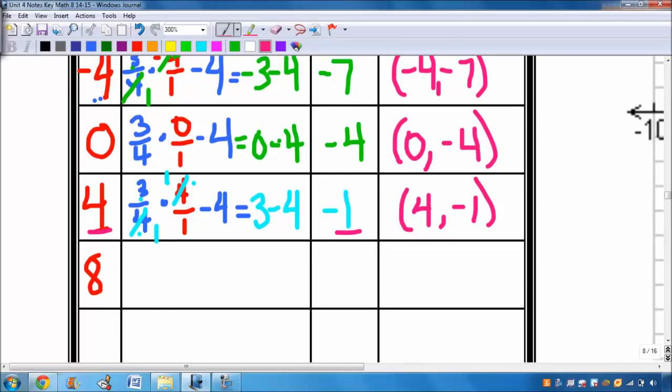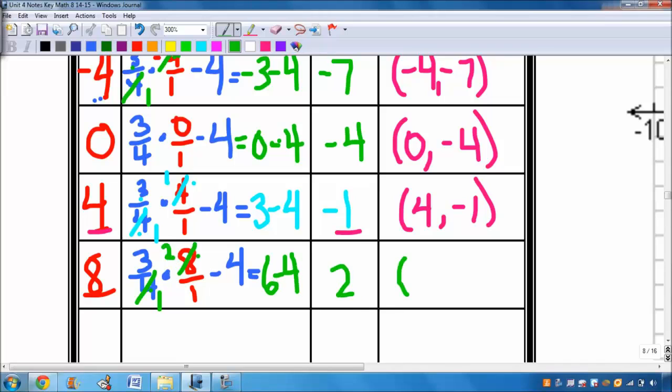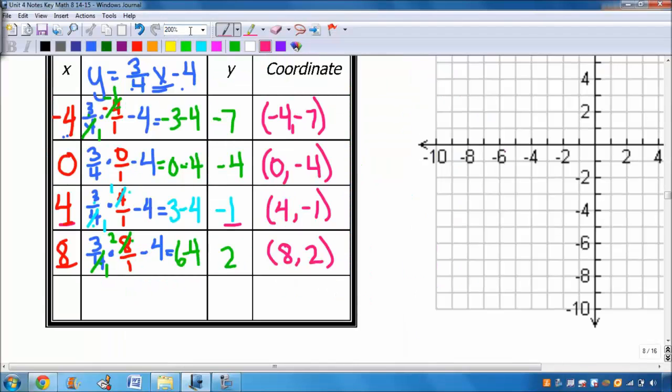Okay? And then the last one, 3/4. Every time I see an x, I'm going to replace it with 8 this time, so 8/1. And then I copy the rest down. It says -4. So I end up getting, let's see what will cancel out. Well, this 4 and this 8 are both divisible by 4, so 4 divided by 4 is 1. 8 divided by 4 is 2, so I get 3 times 2, which is 6. So I get 6 minus 4, which is 2, so my coordinate right here would have to be 8, 2.